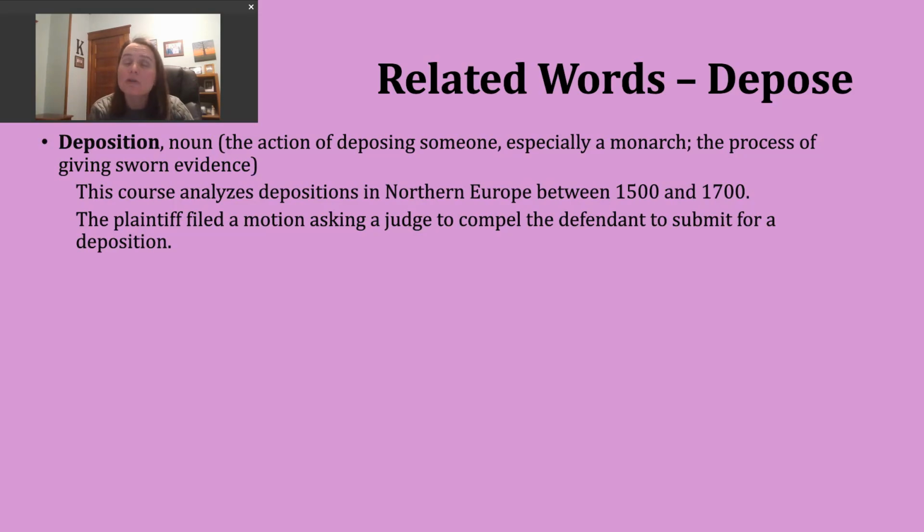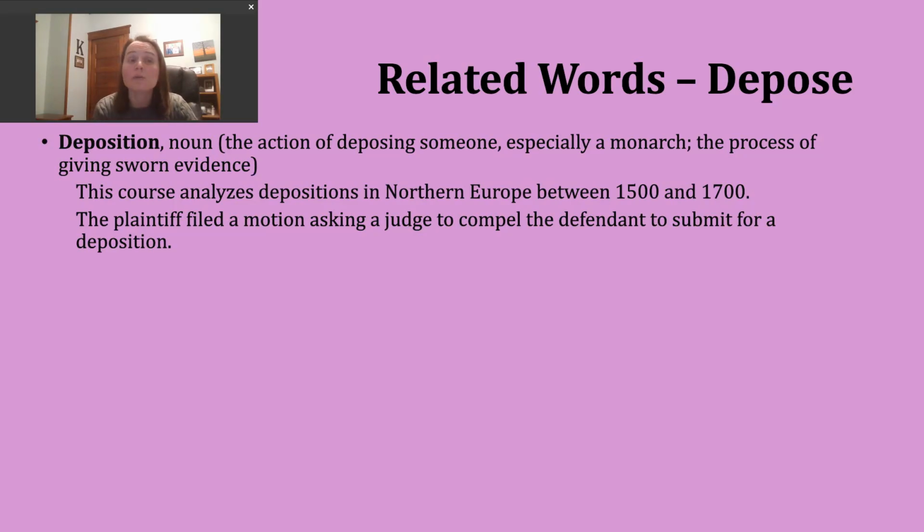And again, throughout history, it's commonly been used with monarchs, so that would be like king or queen. It can be used with elected officials, but even more common with someone who has declared themselves the ruler. So an example of this in a sentence might be, this course analyzes depositions in Northern Europe between 1500 and 1700. Right? So here's somebody maybe describing their history class and what the topic is going to be.